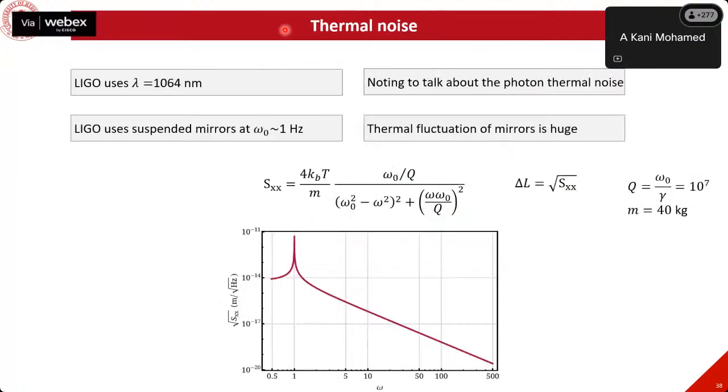And the next one we have to talk about is thermal noise. Here LIGO uses a wavelength of 1.064 micrometers, which is near infrared. So even at room temperature, there is nothing to talk about regarding photon thermal noise, because the thermal photon number would be like 10 to the power minus 50. So it's actually in the ground state of the optical mode. So considering the laser, we need not worry about the thermal noise.